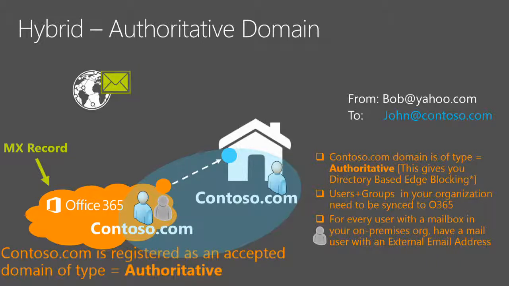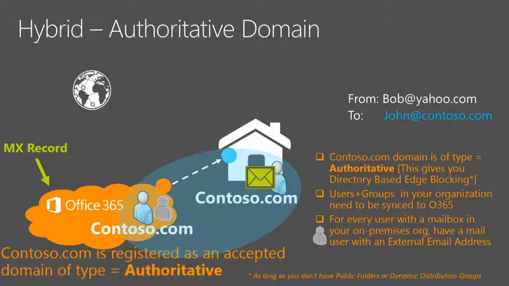So what happens in a scenario like this? Mail from bob@yahoo.com comes to Office 365. We look at that mail and say, oh, this is for john@contoso.com. You've synced all your users. I found John. John has an external email address pointing to on-premises. I'm going to use the connector associated with your on-premises, and I'm going to send that mail over to John, to your on-premises server.